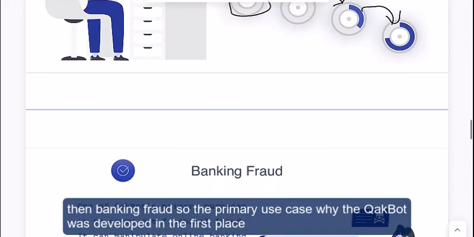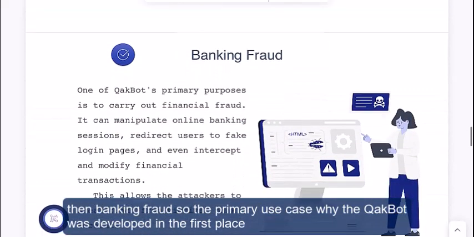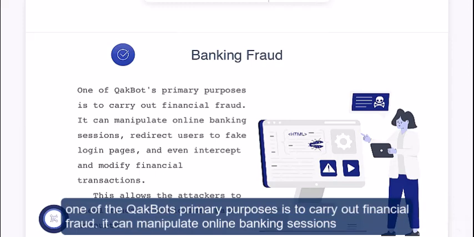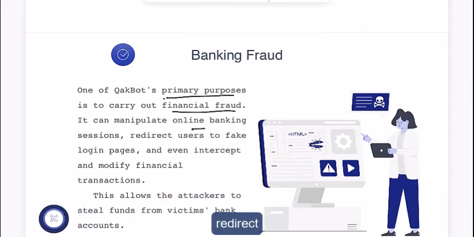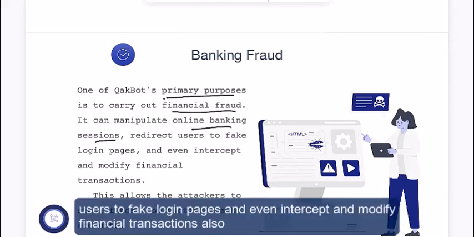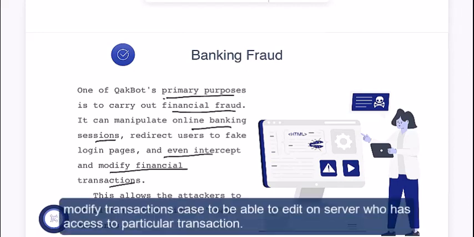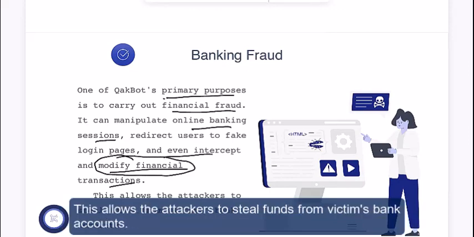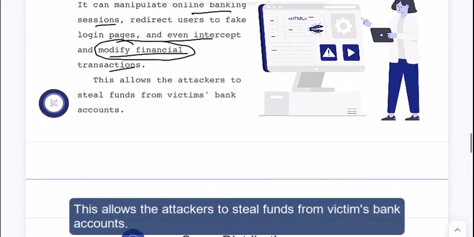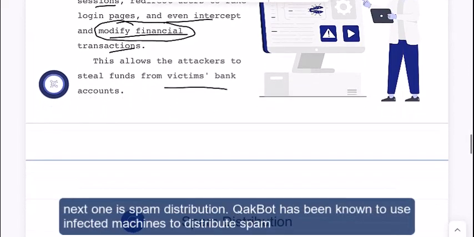Then banking fraud. This is the primary use case for which QakBot was developed in the first place. One of QakBot's primary purposes is to carry out financial fraud. It can manipulate online banking sessions, redirect users to fake login pages, and even intercept and modify financial transactions also. Modifying transactions means being able to edit on the server that has access to a particular transaction. This allows the attackers to steal funds from victims' bank accounts, right? This is the epitome of it.